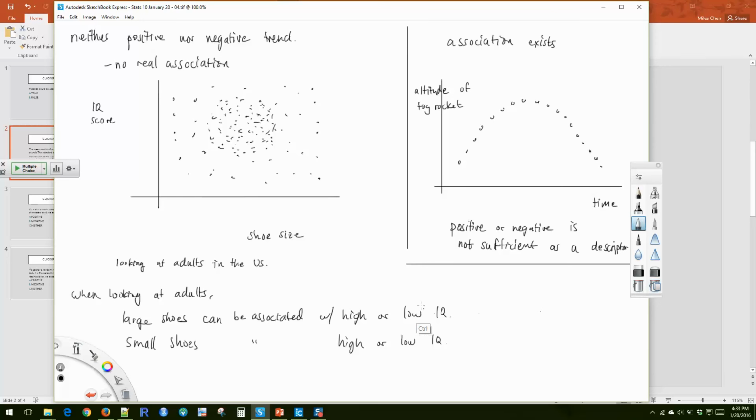Okay, so here we have an example where association does exist, but you can't say positive nor negative. Over here you can't say positive nor negative because there's just no real association. Is that okay? All right, let's try a couple clicker questions here.